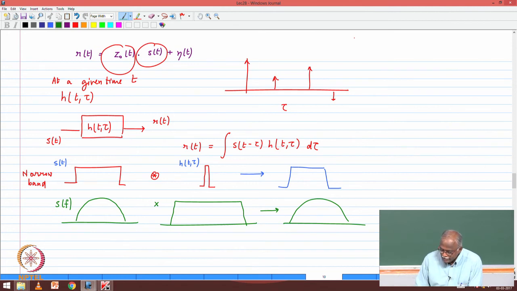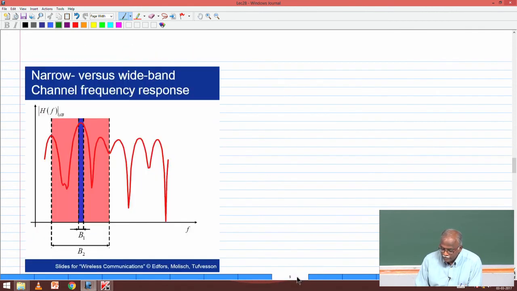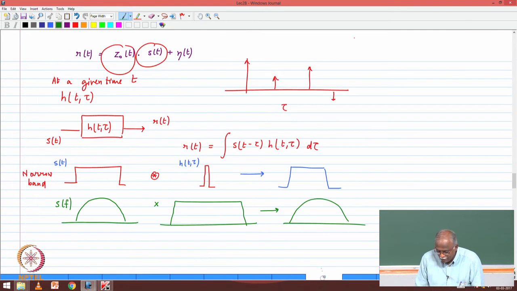Okay? And this is the reason why this picture makes sense, because if my channel bandwidth is small compared to the coherence bandwidth, the channel looks like it is a constant. Another way to visualize it is this figure. Now, what would be the same system for a wideband case? So, we are trying to characterize narrowband versus wideband.